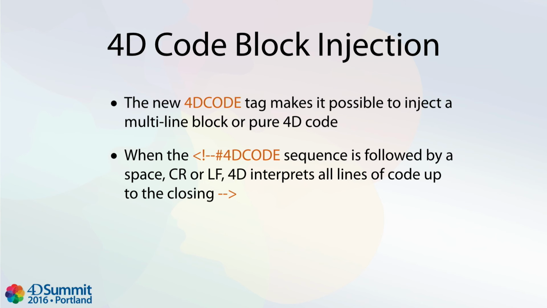4D code, the way it works, after the 4D code you have to include either a space, carriage return, or line feed, or carriage return line feed. Include then all of your code, and then finally end it out with the closing tag.